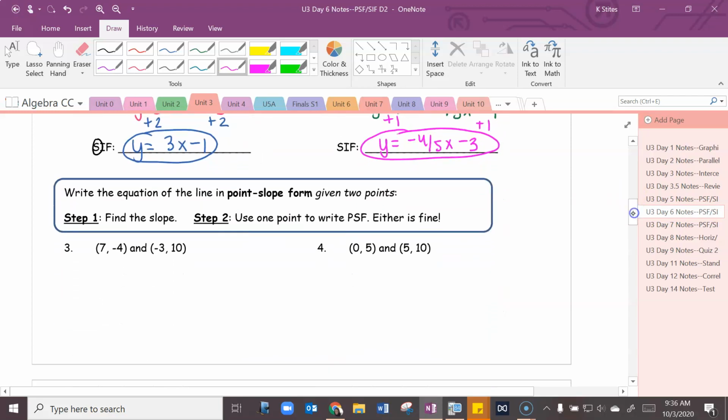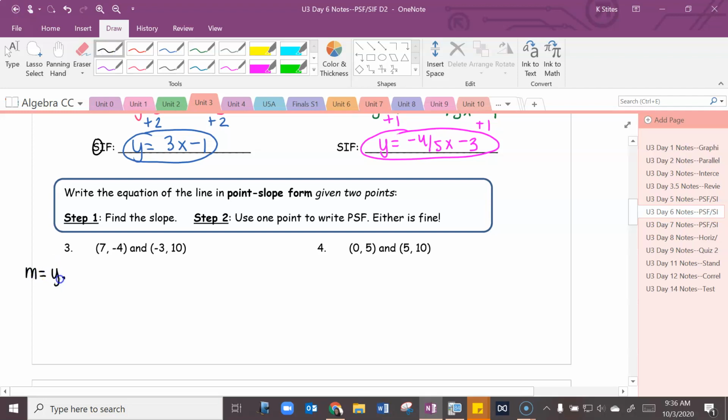All right, so how do we write the equation of the line when we are given 2 points? Because the problems we just did, we had a slope and a point that we could find, but here we're given 2 points. Well, it's actually not as bad as it sounds. All you're going to do is first find the slope and then use one of your points to write PSF. Either point is fine, it doesn't matter. It's completely personal preference.